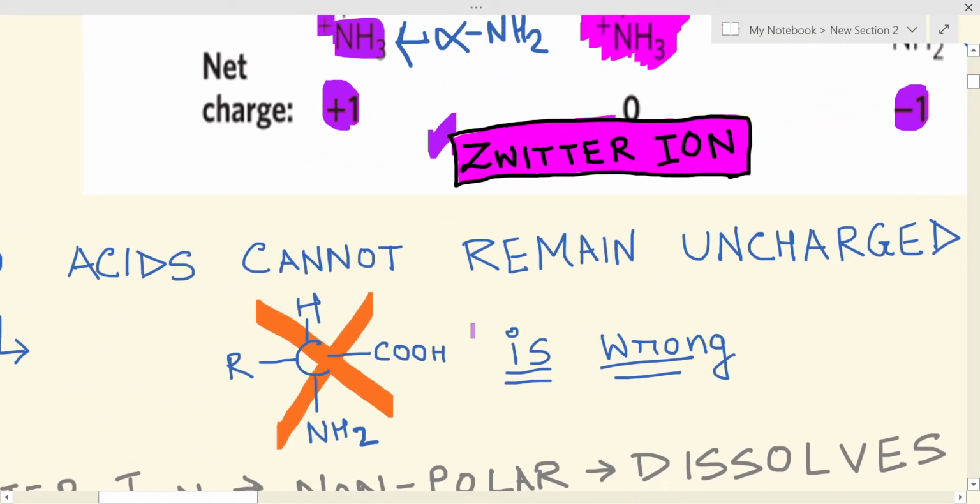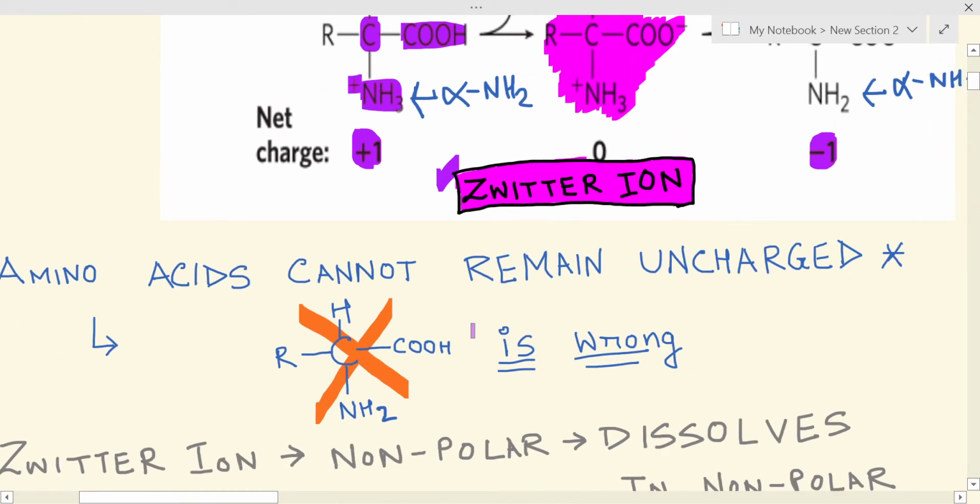So an amino acid cannot remain uncharged. It means it has to have one positive, one negative, or both positive and negative charge, becoming a zwitter ion, but it cannot remain uncharged or having no charge at all. As I have shown here, this structure of amino acid is absolutely wrong because it is having no charge. So this structure is wrong. Okay, so just remember this.